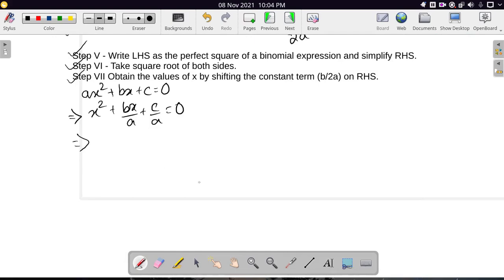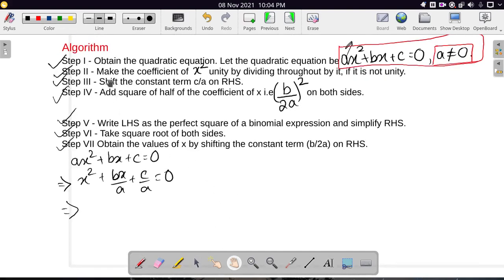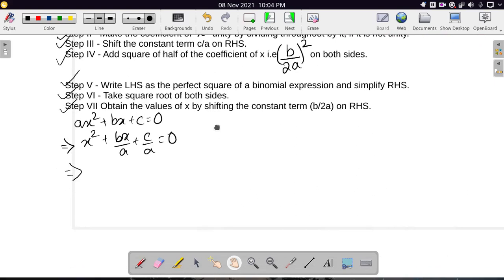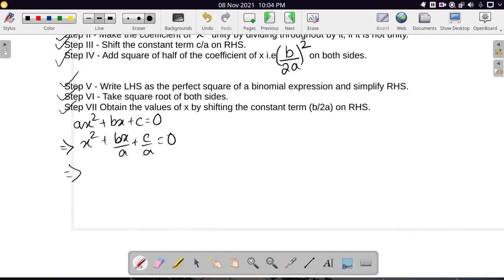Now what's the next step? The next step is shift the constant term c by a to the RHS. The constant term is this. We will shift this to the RHS. We will write it as x square plus bx by a is equal to minus c by a. Okay, we can do that.